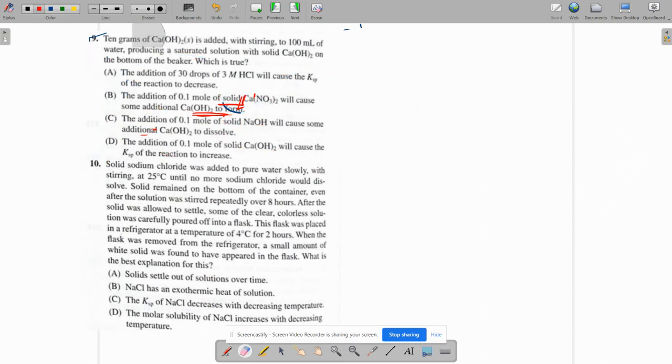Whew, we thought 9 was wordy. Let's look at number 10. So this one, whole long story. I'm going to take a drink of water.